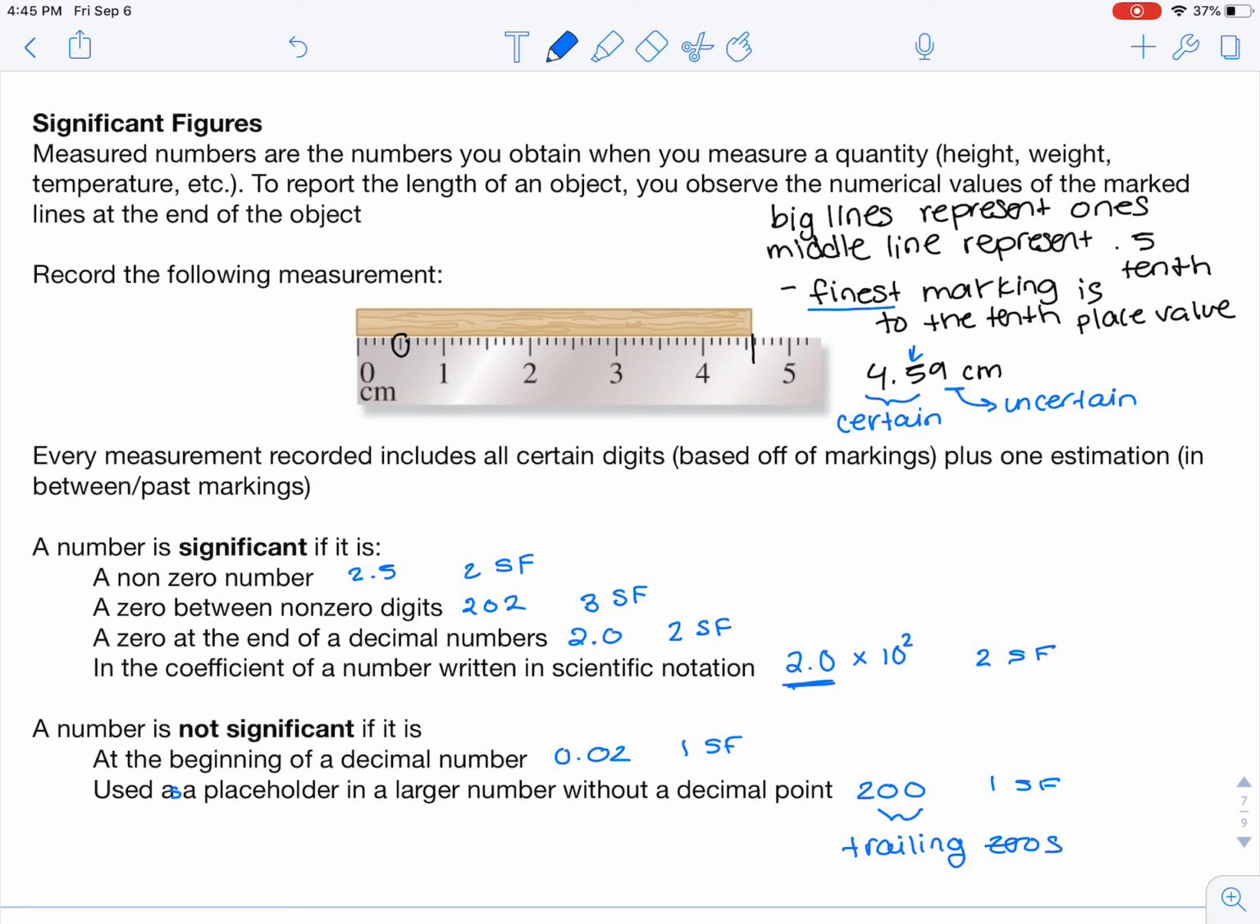And that is the way you go around looking at different significant figures, knowing where the 0 is, whether there's a decimal, if it's trailing or if it's leading, and how many significant figures you have in every number that you see.